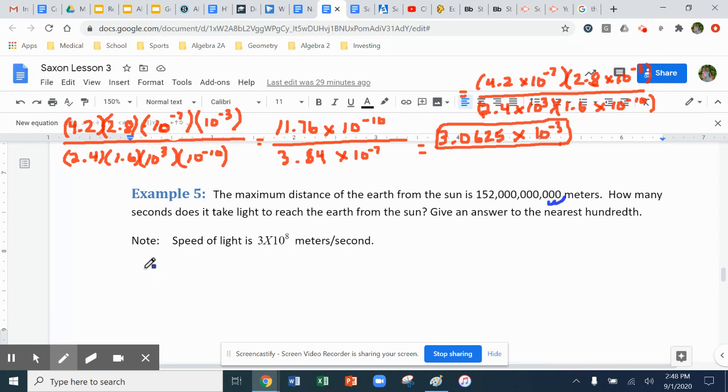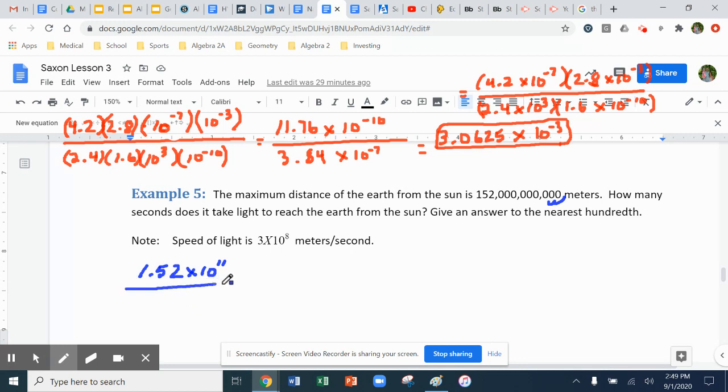So that's going to be rewritten as 1.52 times 10 to the 11th. I moved it 11 to the left. That increases my power by 11. And I want to know if the speed is 3 times 10 to the 8th meters per second, how long does it take that light to get here? Well, I want to figure out how many times does 3 times 10 to the 8th go into 1.52 times 10 to the 11th.